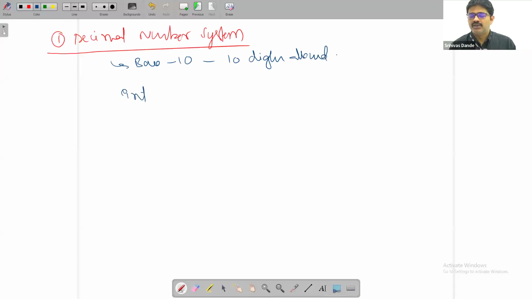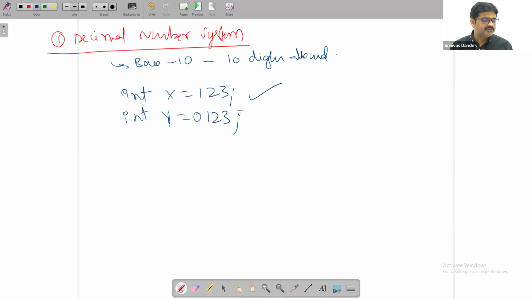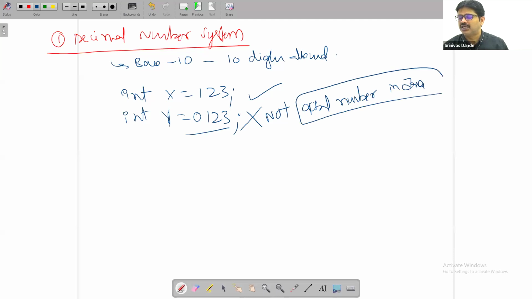How to represent? Int x equals to 1, 2, 3. Can I write 1, 2, 3? Yes. Is that a decimal number only? Yes. I am writing int y equals to 0, 1, 2, 3, guys. What about 0, 1, 2, 3? Is that okay? Is that a decimal number? This is octal. This is not a decimal. It is valid, but it will be considered as octal. But my question here is, you have to understand the context also. Is that a decimal? No, it is an octal number. In Java, any number that starts with a 0 will be considered as an octal, right?